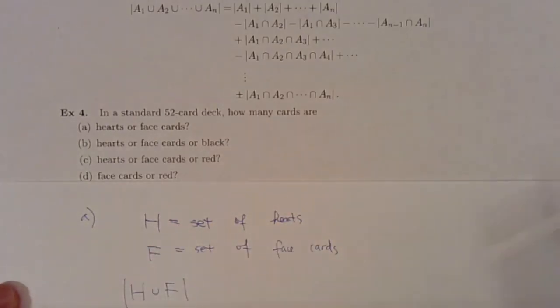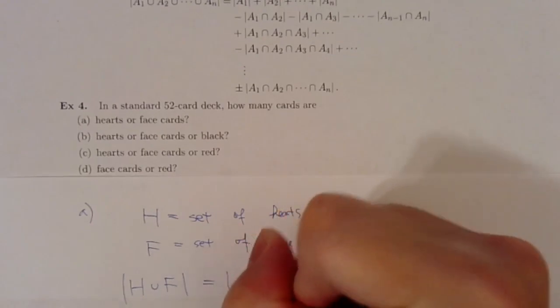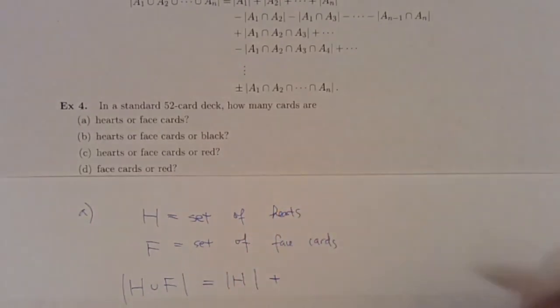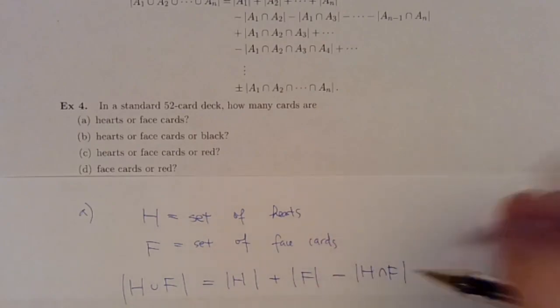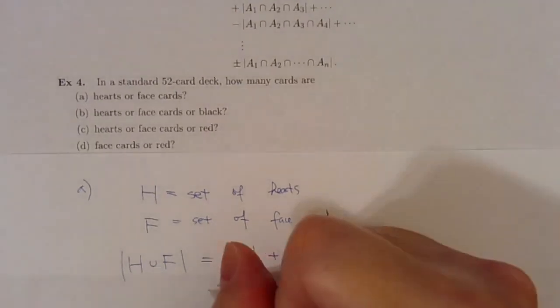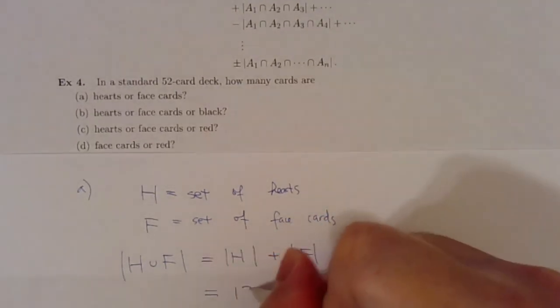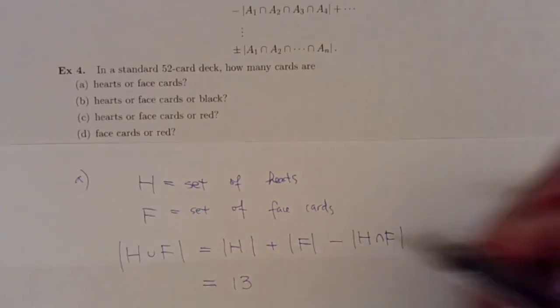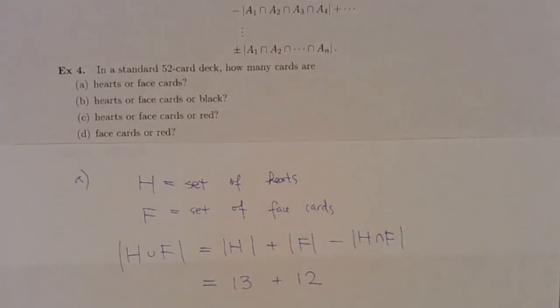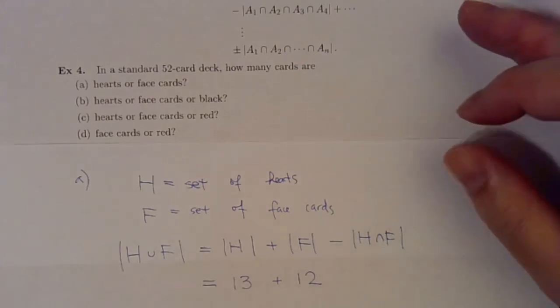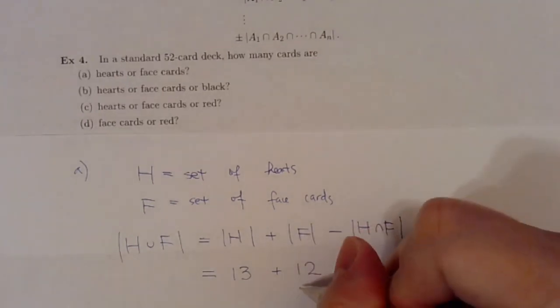If you think about the Venn diagram, H you would want to count, F you want to count, and their intersection you don't want to count twice. So by inclusion-exclusion, you add in all the hearts, add in all the face cards, and then you want to subtract out the hearts and face cards that you counted twice. So how many hearts are there? There are 13 heart cards in a standard deck. And for face cards, there are 12 face cards in a standard deck. 4 suits, each suit there are 3 cards. So you can count that way. Yeah, so 12 is from 4 times 3.